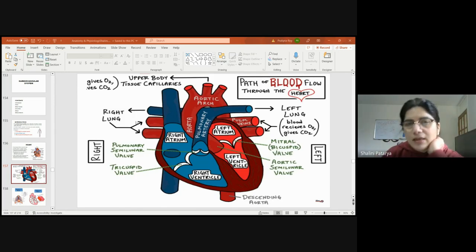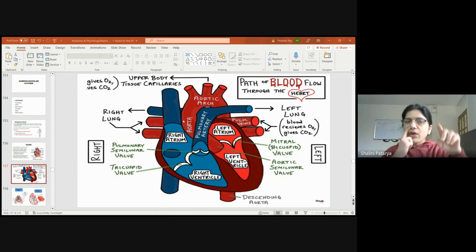So see here, one more valve is there. You are able to see this one on the upper side, the blue one. This is connected to the pulmonary arteries, so it is going up, and then the blood is going out. As of now, remember this much only.